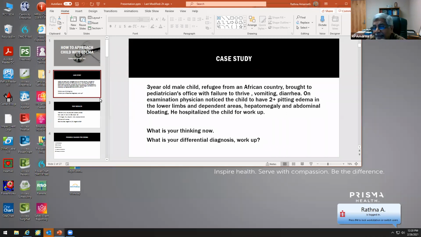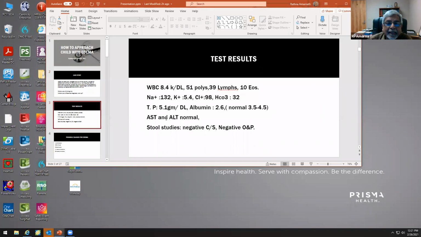Anybody have an idea? Anybody want to turn on the mic and tell me? No takers. Well, the child has edema and bloating, so it's possibly GI, possibly some other causes. So we just did screening blood work. And you're able to see the test results?